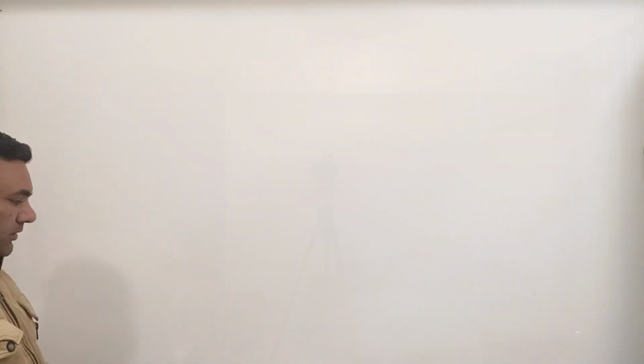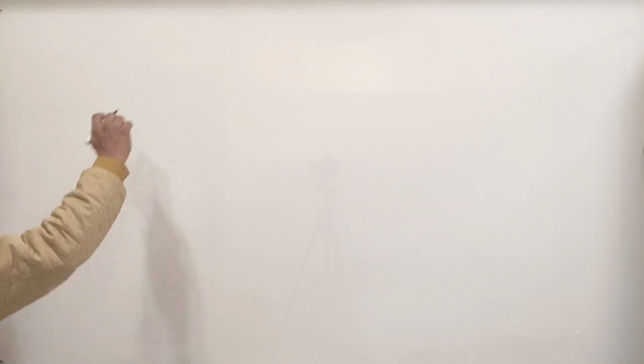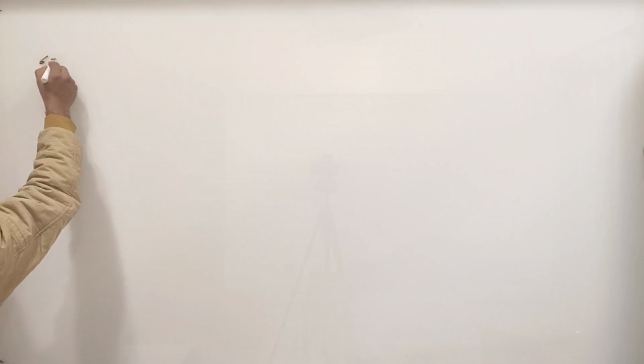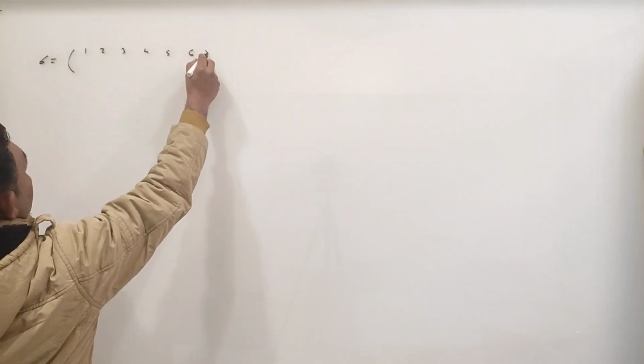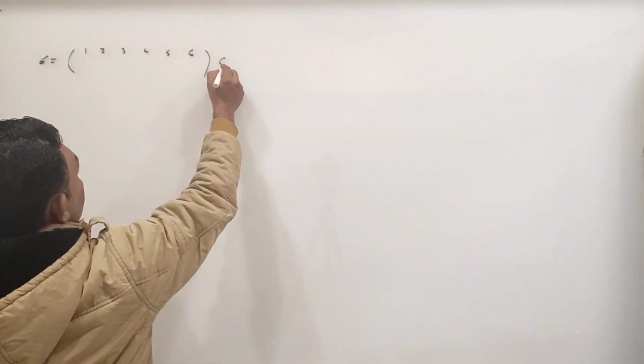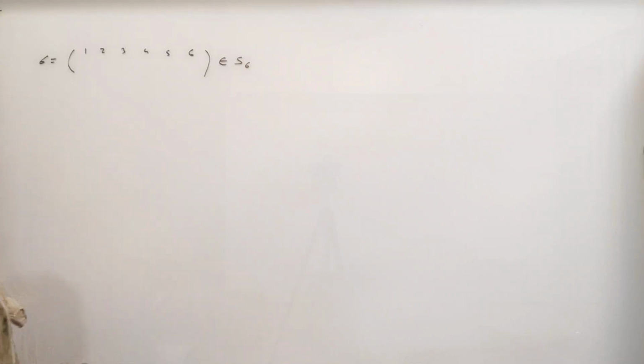So we are in permutation, and at the last we had discussed the definition of a disjoint cycle. So we know what is a cycle. So let us start with an example of a cycle, or let us see whether the given permutation is a cycle or not. So let me consider, let's say sigma is equal to 1 2 3 4 5 6. So it is an element of S6.